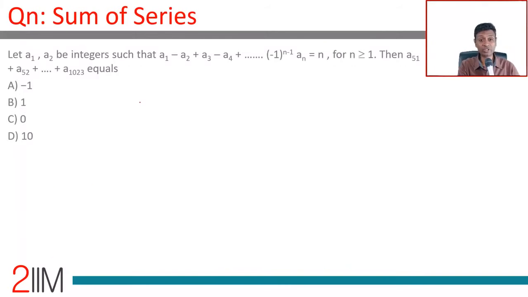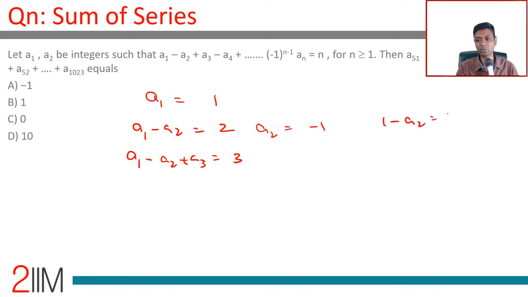A1, A2 be integers such that A1 minus A2 plus A3 minus A4 all the way till An is n for n greater than or equal to 1. These kind of questions become wonderful. You say A1 is 1. A1 minus A2 is 2. A1 minus A2 plus A3 is 3. A1 is 1. 1 minus A2 is 2, or A2 is minus 1. A2 is 1 minus 2, which is minus 1.